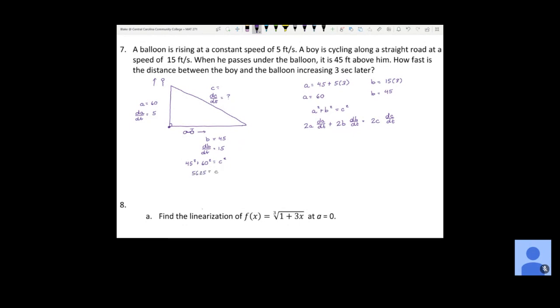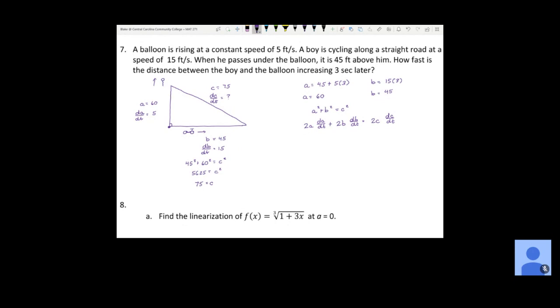5,625. And now if we take the square root of that, that's going to give us 75. And this is really just a 3, 4, 5 right triangle, right? 3 times 15 is 45, 4 times 15 is 60, and then 5 times 15 would give us the 75 there.